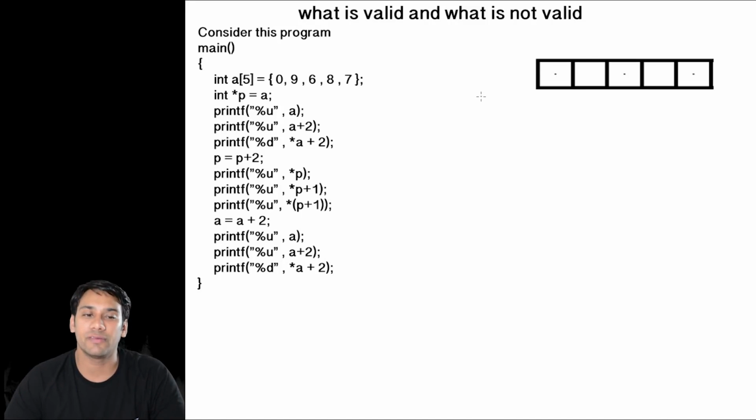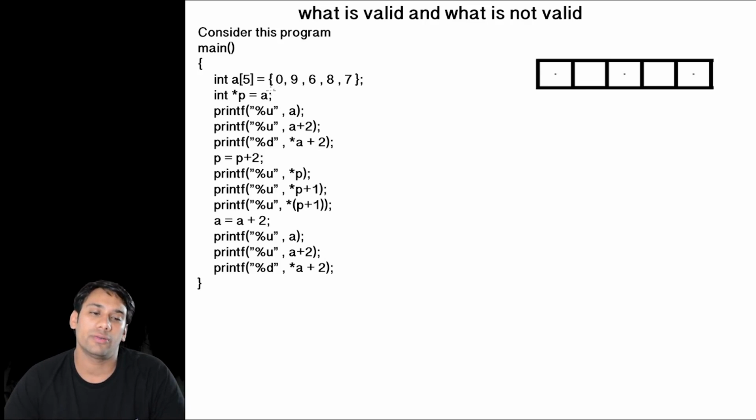So in this example, we'll see what are the valid uses of pointers in arrays and what are the invalid uses of pointers in arrays. Okay, so this is invalid. Here we have A[5], the same example, but I made some changes here. If you did not understand what I did in the previous program, you can just use this program.